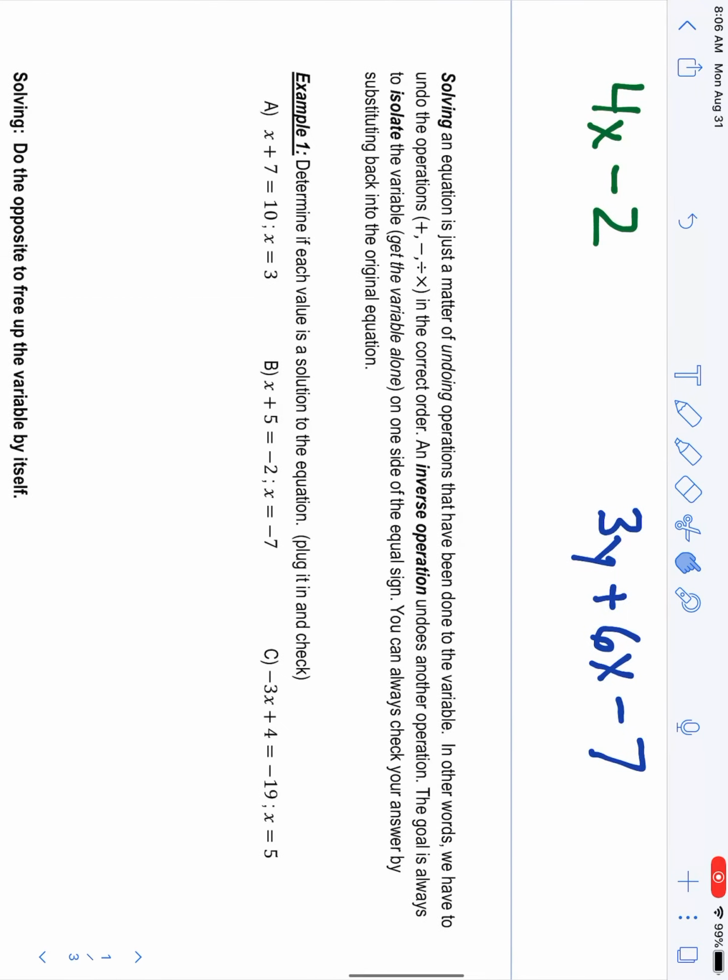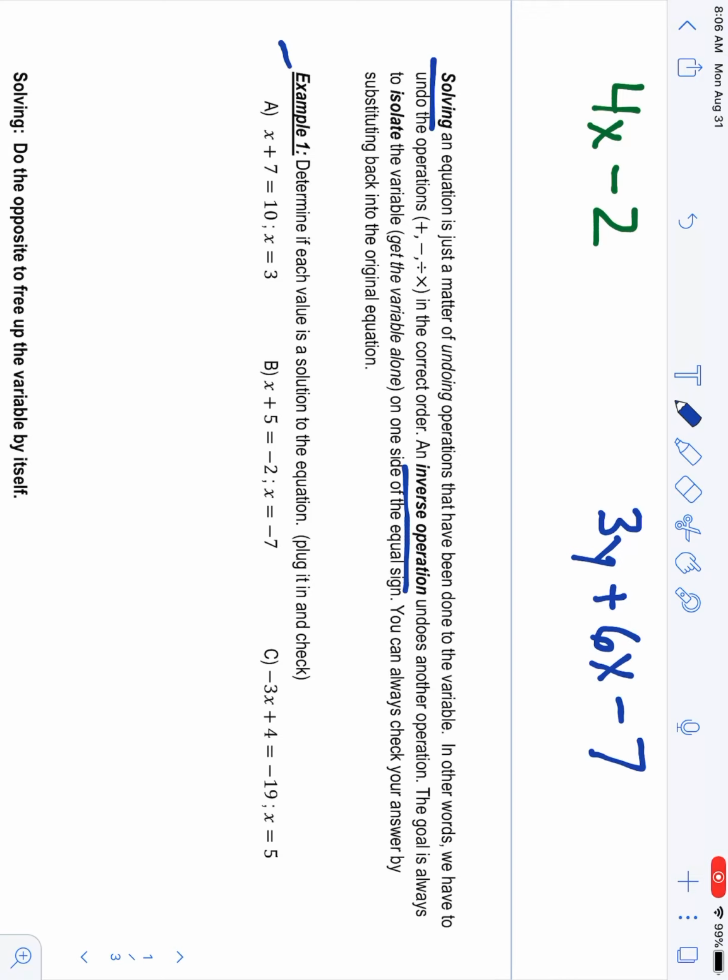All right, so when we solve, we're going to do the opposite or the inverse operation. So we have to do the opposite to move it. So if it says x plus 5, we've got to do minus 5 to get it out of there. All right, so we're going to go through a bunch of examples and show the opposite or the inverse operation. But first let's look at example 1. Let's read what it says. Determine if each value is a solution to the equation.